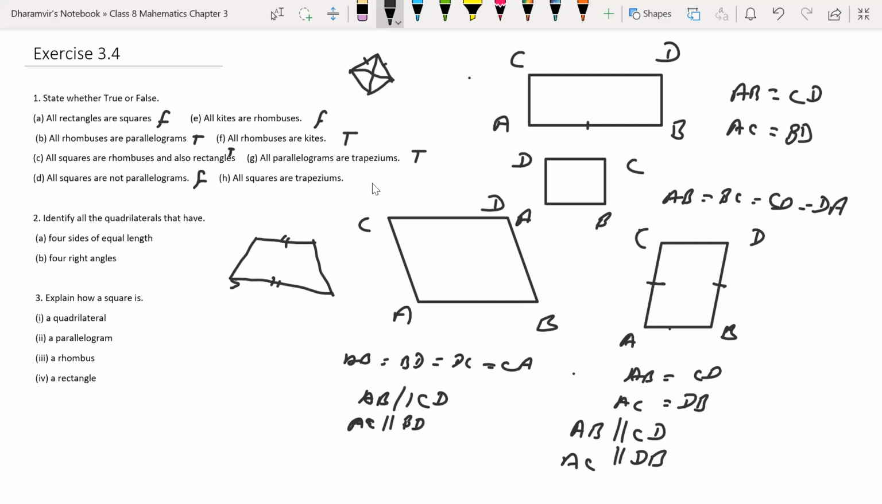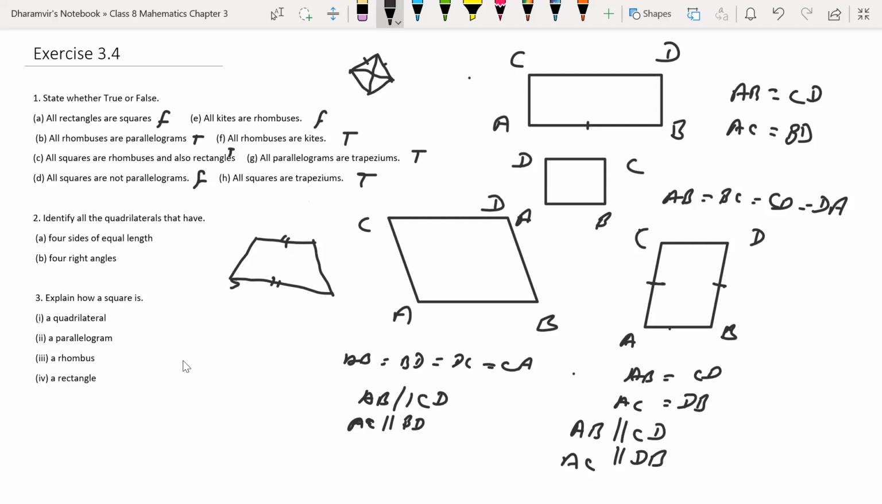It's not true. All squares are trapezium. Can you state this? All squares are trapezium. In a trapezium, a pair of opposite sides is parallel, and a square is a parallelogram with all sides equal. In a square, a pair of opposite sides is parallel, so we can state that all squares are trapezium, but all trapezium are not square. It is again true.